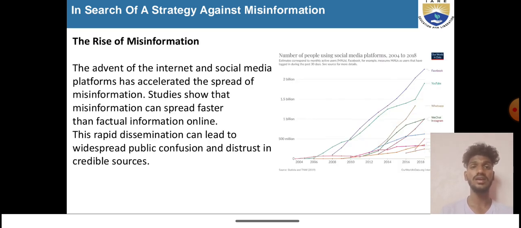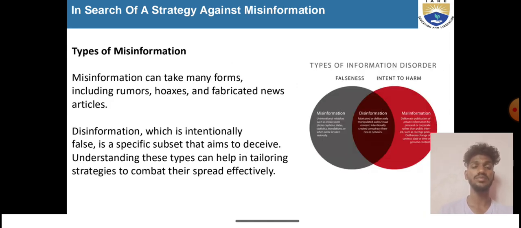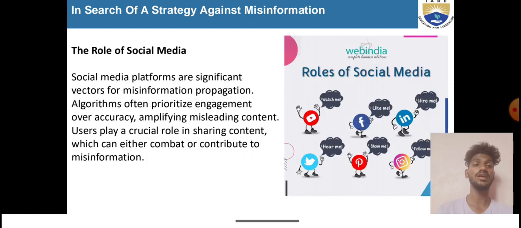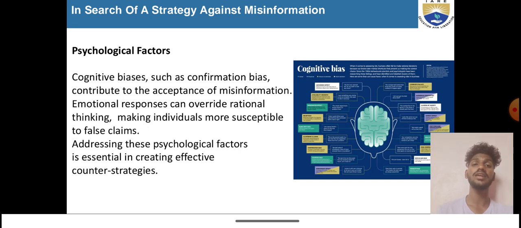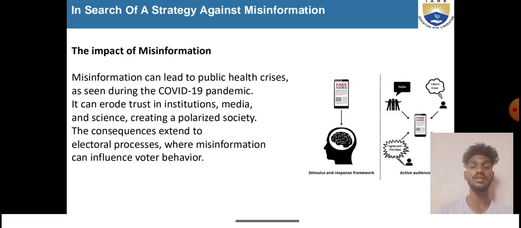Next topic is the rise of misinformation. Next topic is the types of misinformation. Here we discuss what the types of misinformation are. Next, the role of social media. What is the role of social media in misinformation? Next, psychological factors. What are the psychological factors affected by misinformation? Next, the impact of misinformation. What is the impact of misinformation?